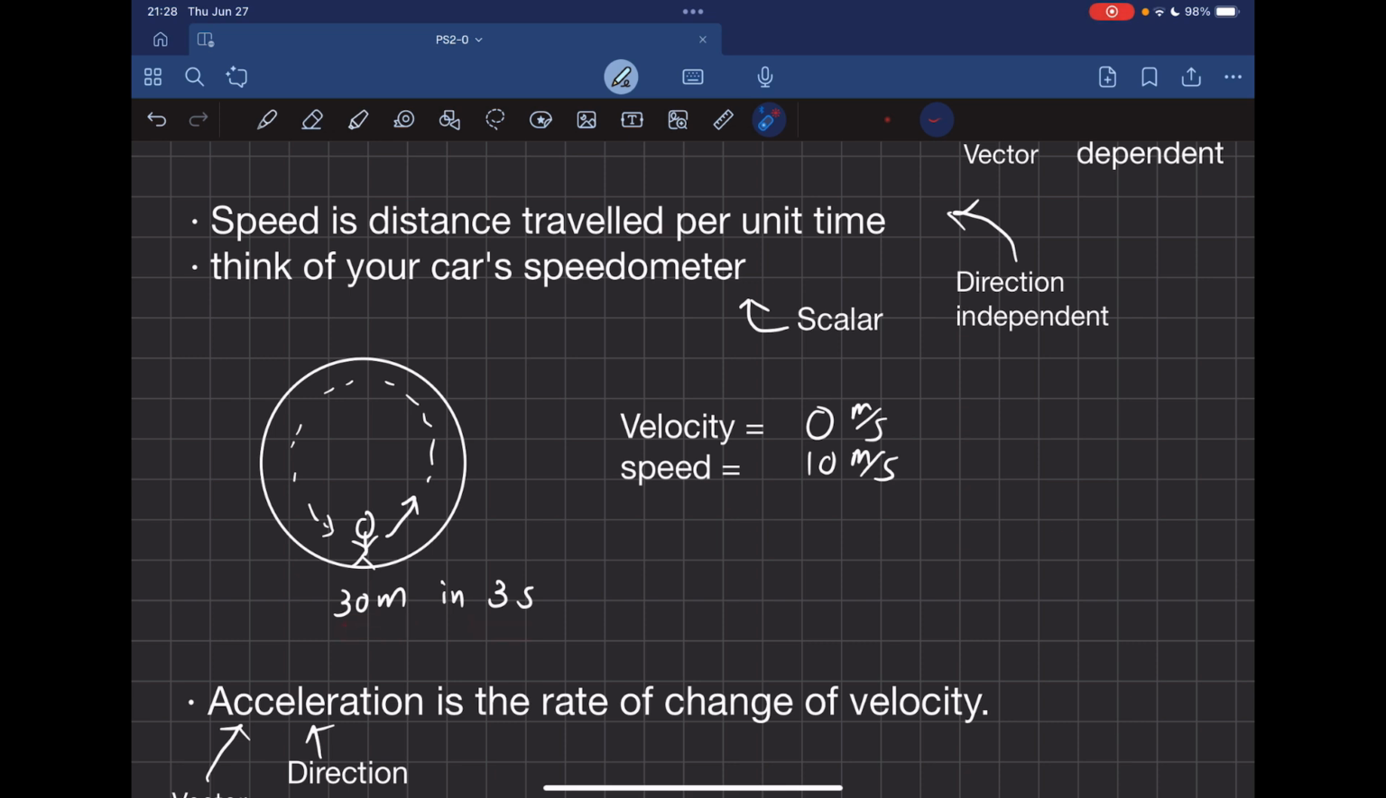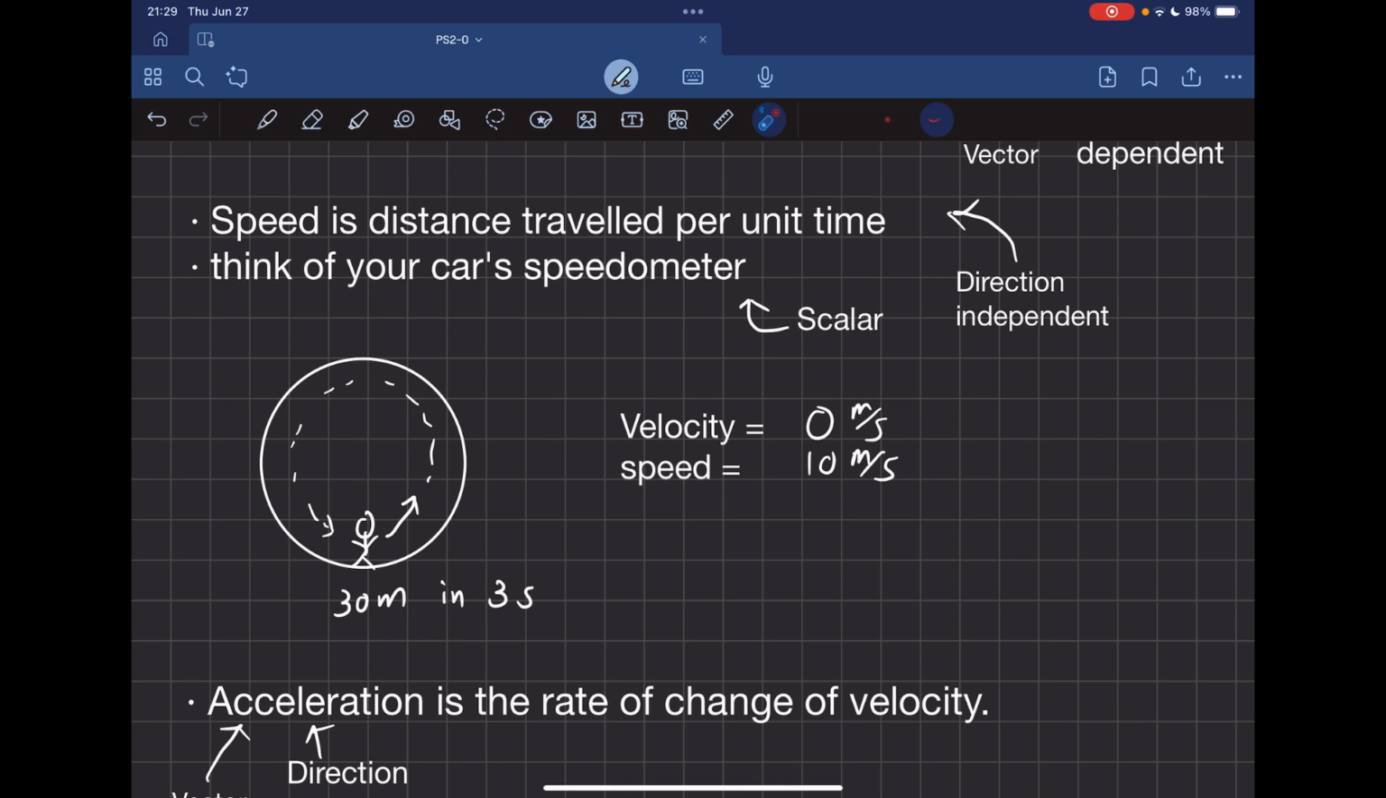But what's interesting is your velocity is 0 meters a second, because you ended back where you started. And remember, velocity uses displacement. And displacement says how far away are you from where you started. And if you're not any farther away from where you started, your velocity is 0.